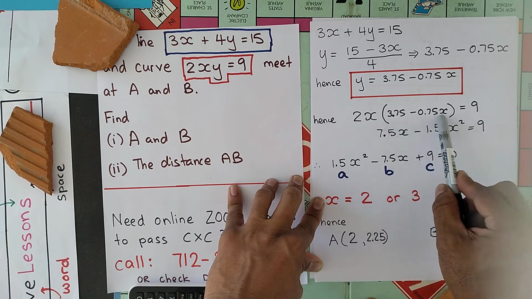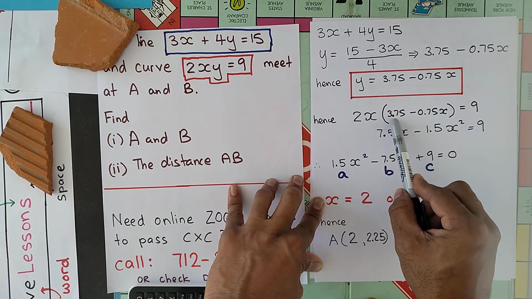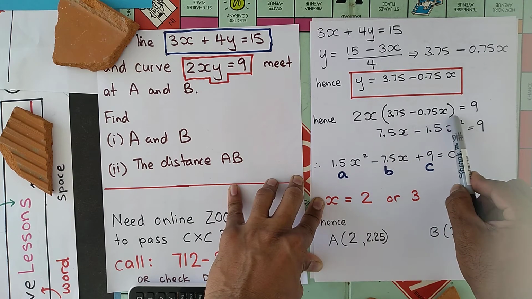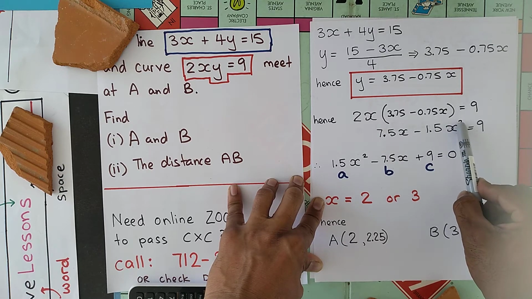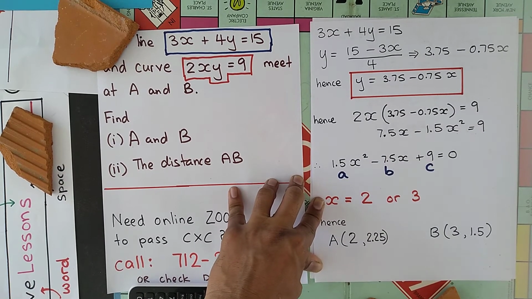So then I take my time and multiply every one inside here by 2x. 2x by 3.75 is 7.5x. 2x by 0.75x is 1.5x squared, equal to 9. This here is a quadratic equation.